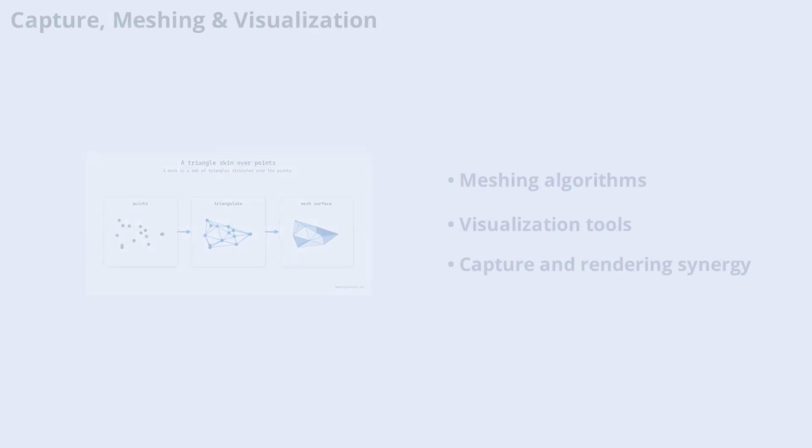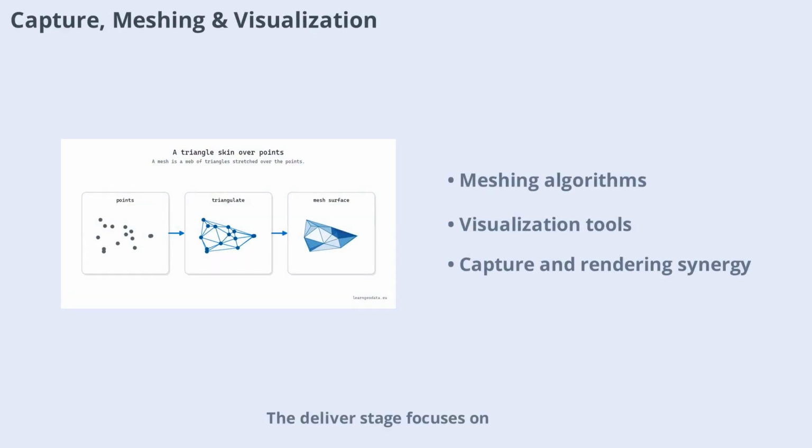The deliver stage focuses on capturing clean input and rendering results. Meshing turns point clouds into solid models, using algorithms like Poisson surface reconstruction and marching cubes. Visualization tools like CloudCompare, Potree, and Blender enable real-time viewing and rendering of massive datasets. Mastering both capture and rendering halves the learning curve, as these skills are two sides of the same coin.